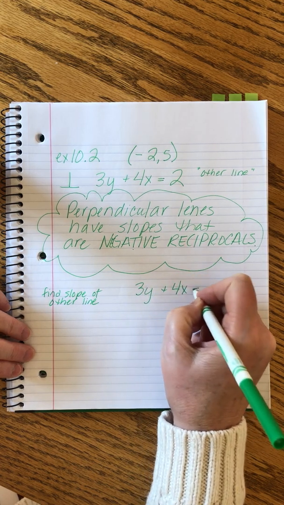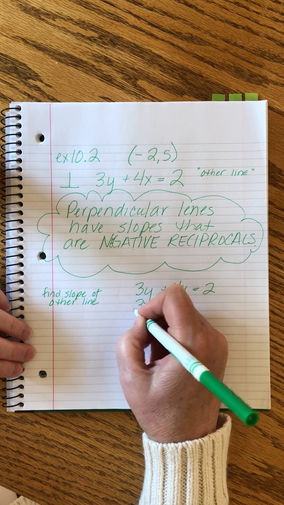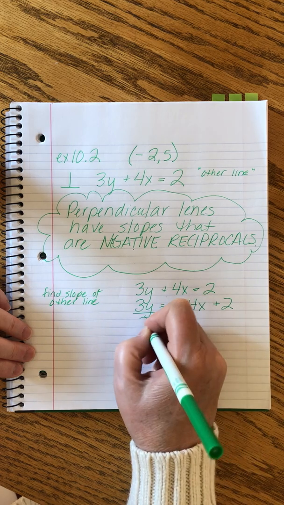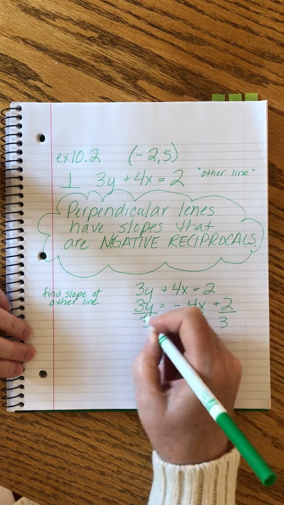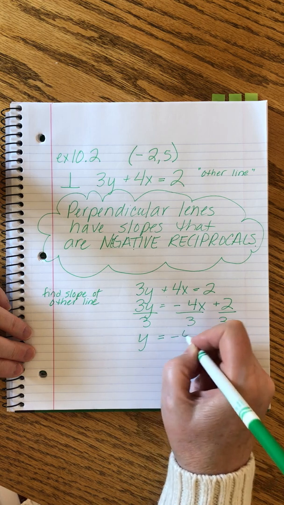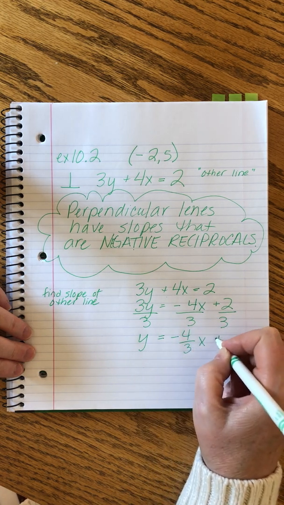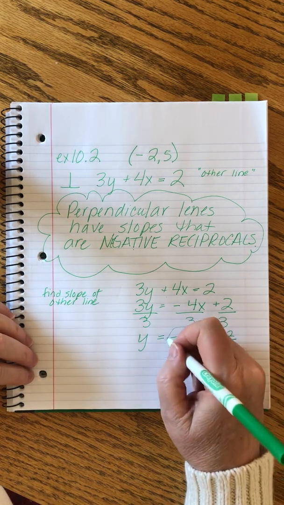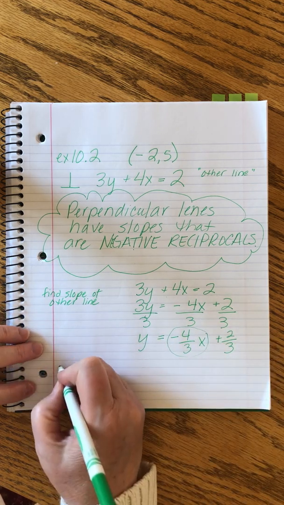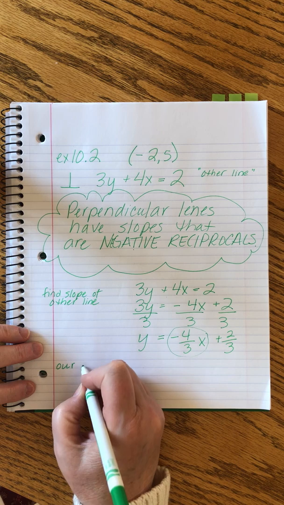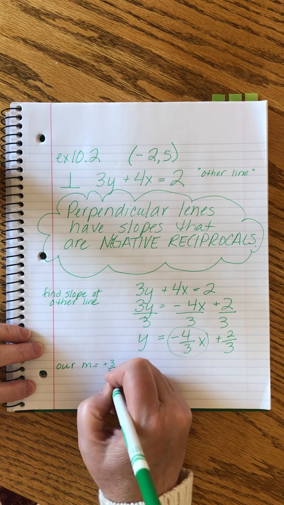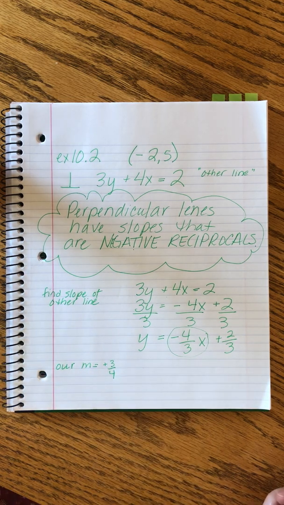3y plus 4x equals 2. We're going to kick the 4x over. 3y equals negative 4x plus 2, and then we'll divide by 3. And we get y equals minus 4/3 x plus 2/3. That's disgusting, but we don't mind. We want the negative reciprocal of this. So we can say that our slope equals positive 3/4. Oh, that's so nice to know, isn't it? Such an easy way to find it.